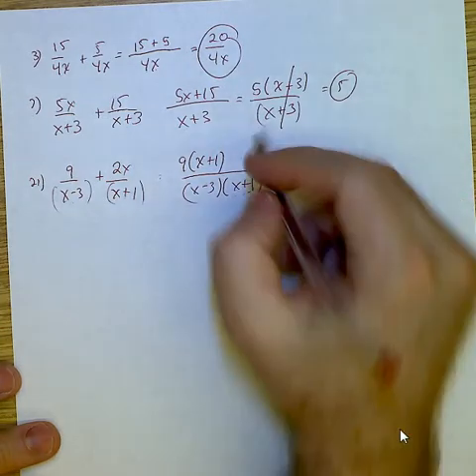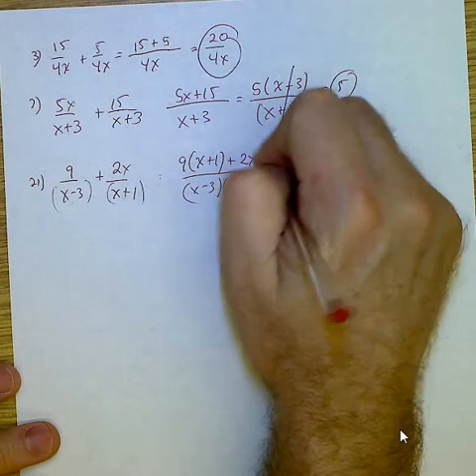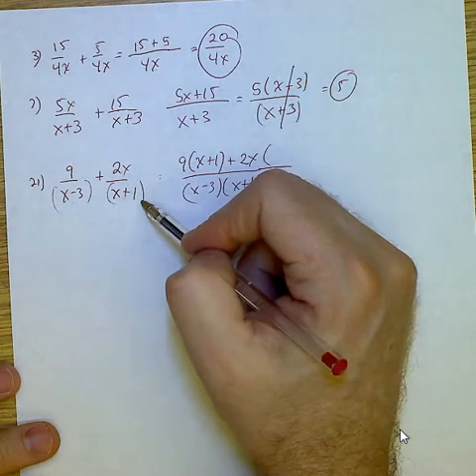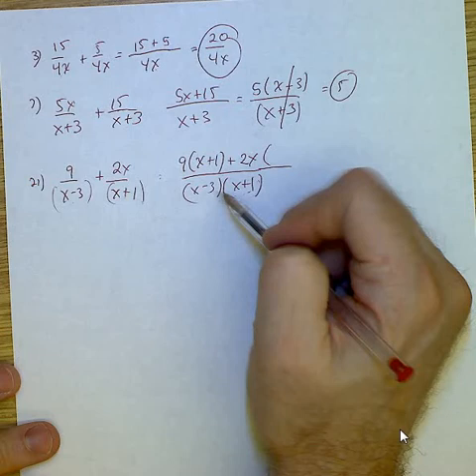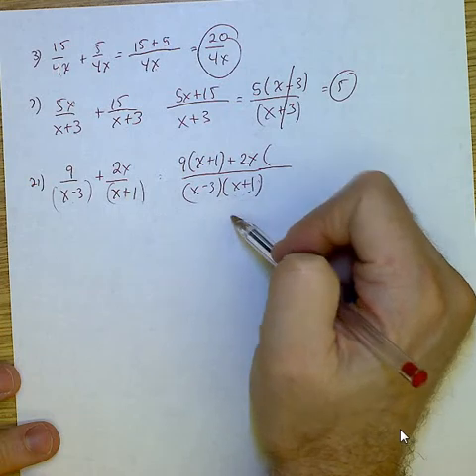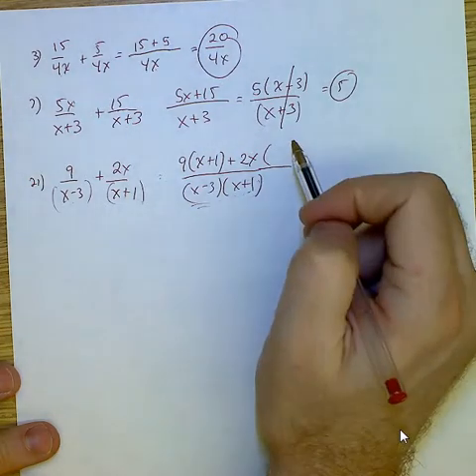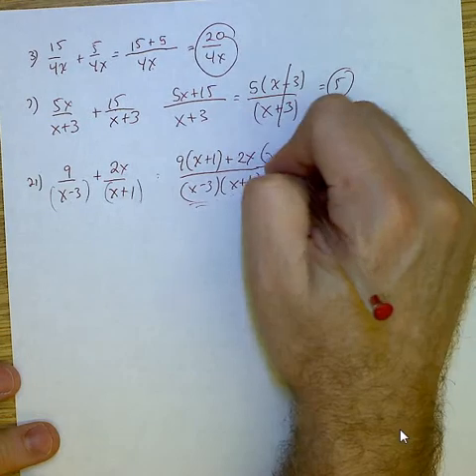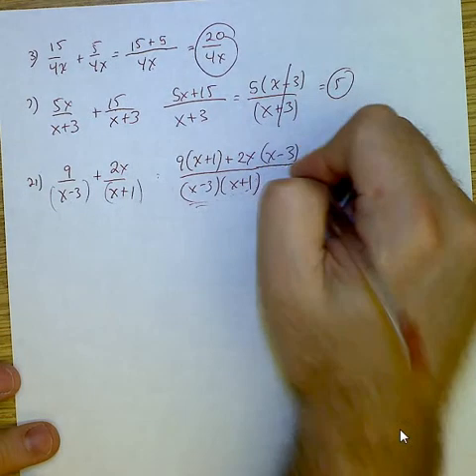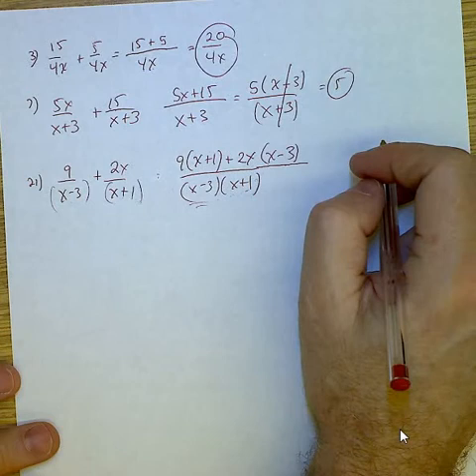Now we do the 2x. Well, previously the 2x just had x plus 1. Now our denominator is x minus 3 times x plus 1. It's the x minus 3 that did not exist before. So we have to multiply this numerator times x minus 3. This is called adjusting your numerator to accommodate the common denominator.